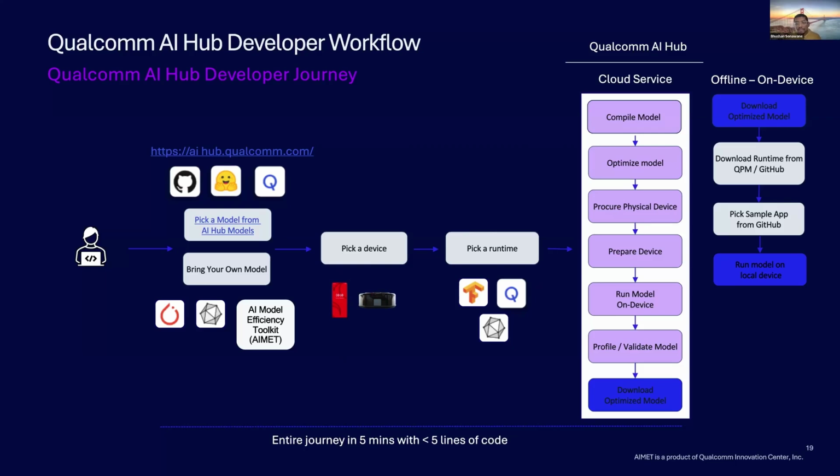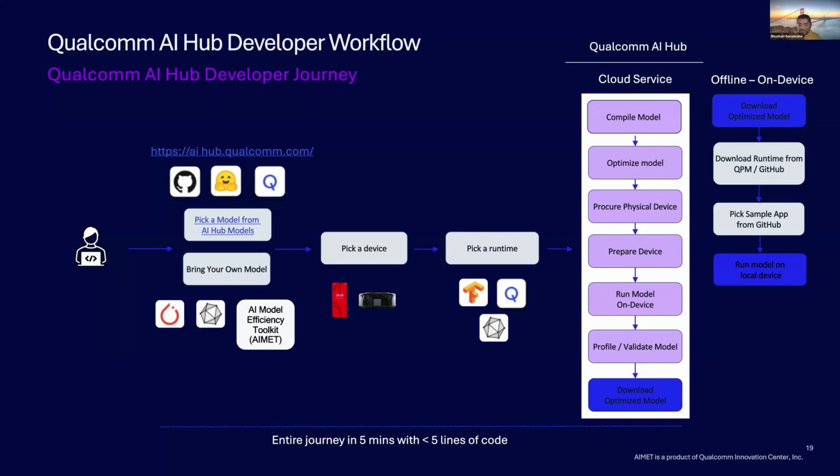So once a device and runtime have been picked, the developer just submits a job to Qualcomm AI Hub using the Python API. I will go into the APIs right after the slide. Once you submit a job to Qualcomm AI Hub, within 5 minutes, you should be able to compile your model, optimize the model, and then the Qualcomm AI Hub cloud service will, after compiling and optimizing your model, procure a physical device from a device farm and then prepare that device to run your model on device. And once the model is run on device, it returns all the profiling and validation information back to the user.